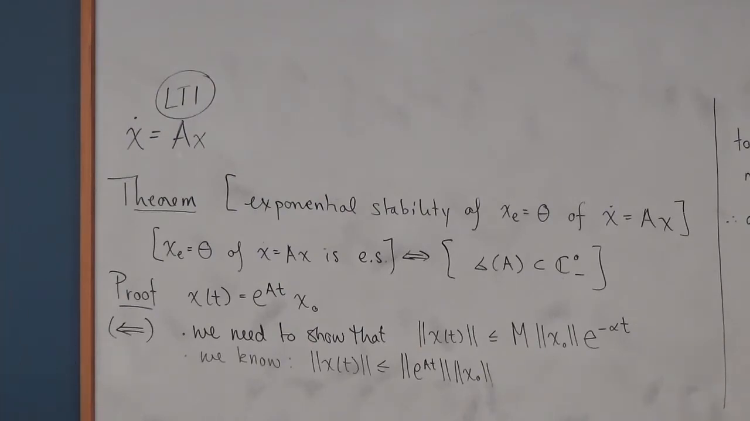So what's the connection now, between what we've done so far in internal stability, back to bounded input, bounded output stability?